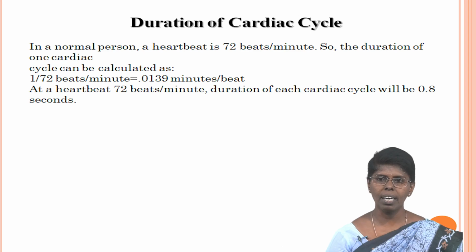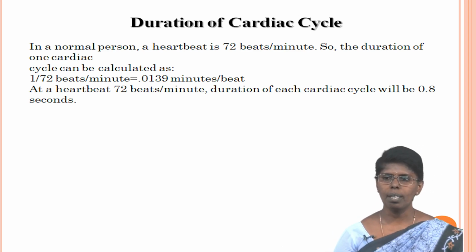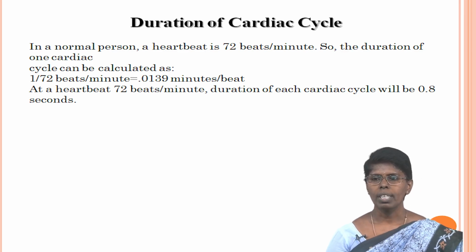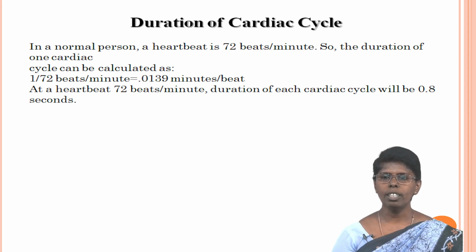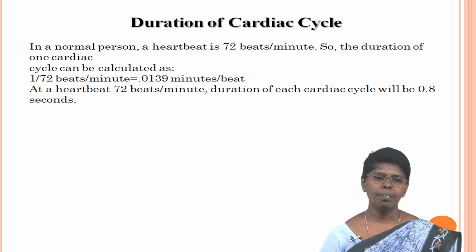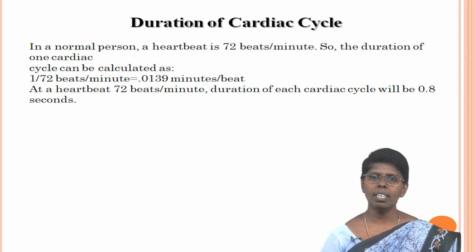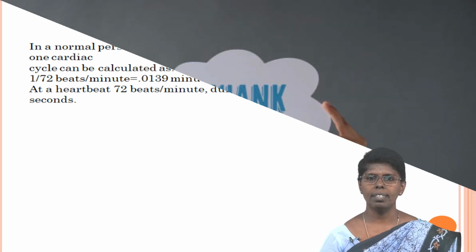Different stages of the cardiac cycle are atrial systole, which continues for about 0.1 seconds. Ventricular systole continues for about 0.3 seconds. Atrial diastole continues for about 0.7 seconds. Ventricular diastole continues for about 0.5 seconds. If there are any variations in these durations, they are caused by some factors and cause problems to the heart. Thank you.